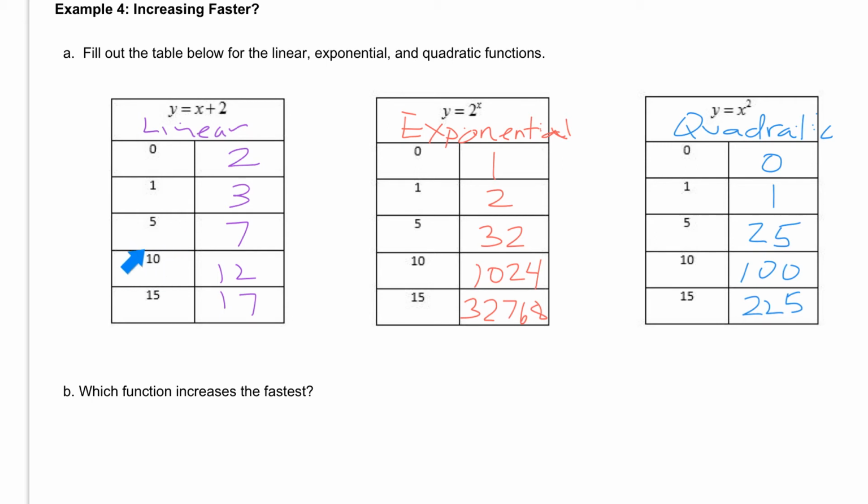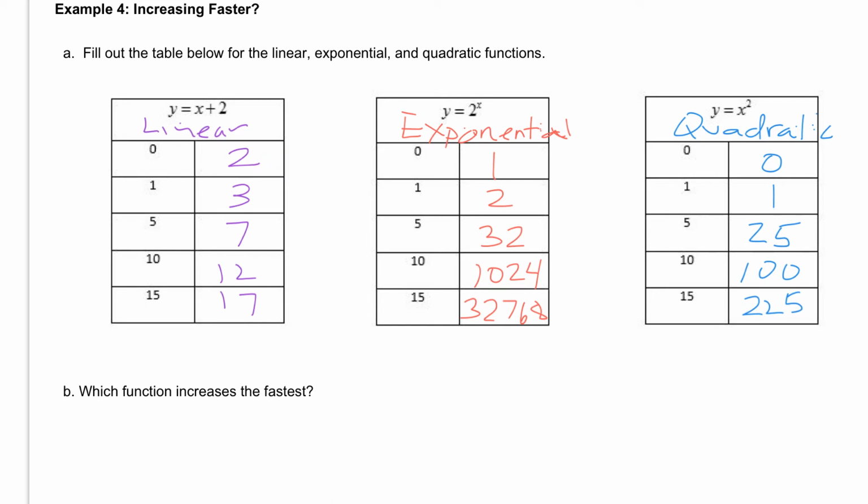And then again, as our x values get bigger, now we're at an x value of 10, we have 12 versus 1,024 versus just 100. And then at 15, when x is 15, we have 17 to 32,768 and 225 for our quadratic. So what I want you to notice for letter B, which function increases the fastest, and that's what we're looking at for very large values of x.